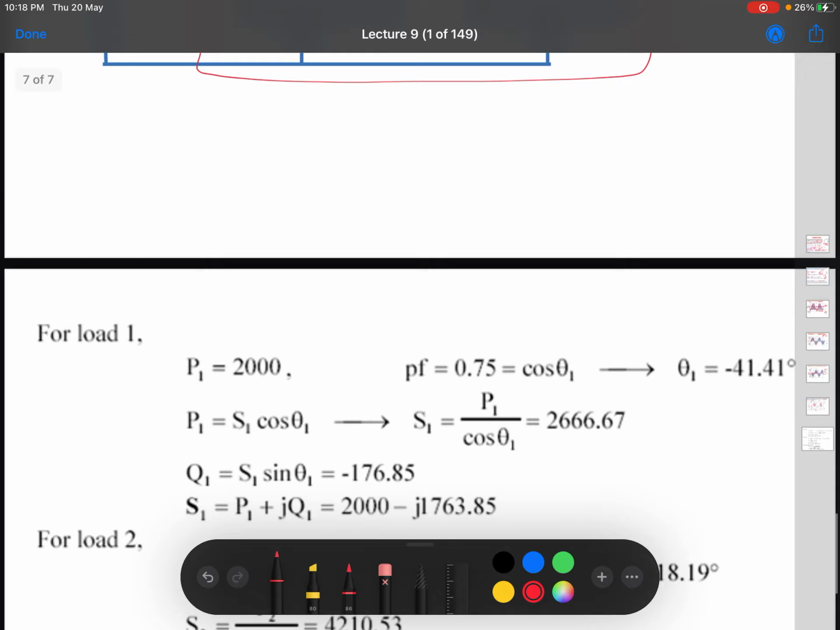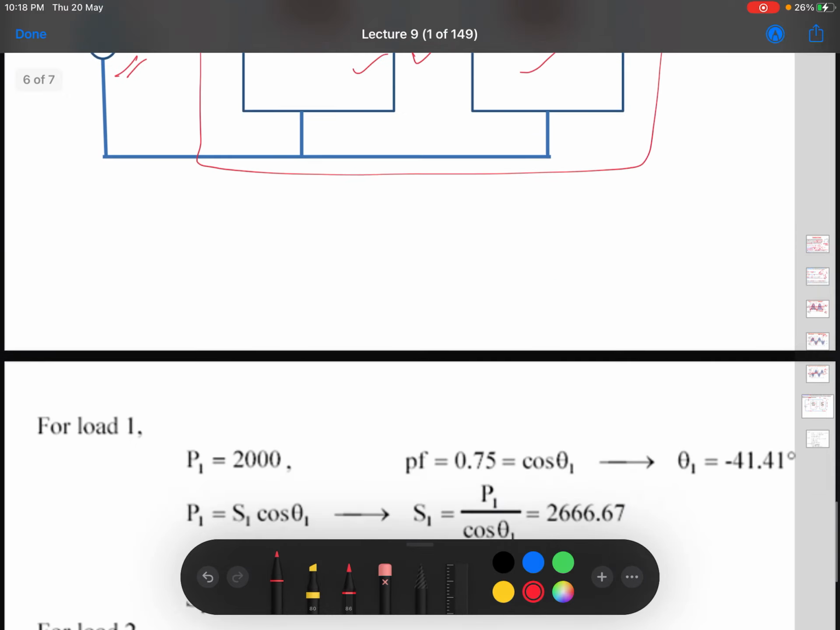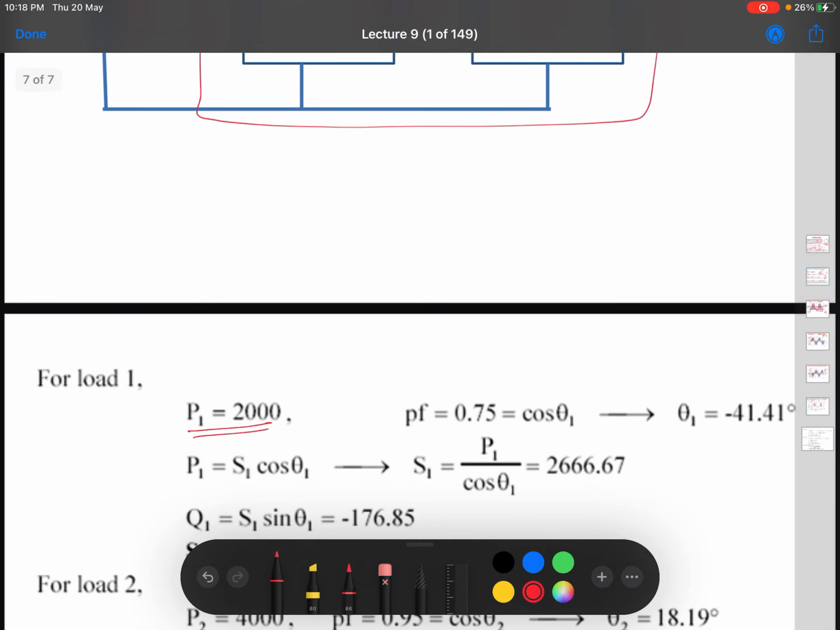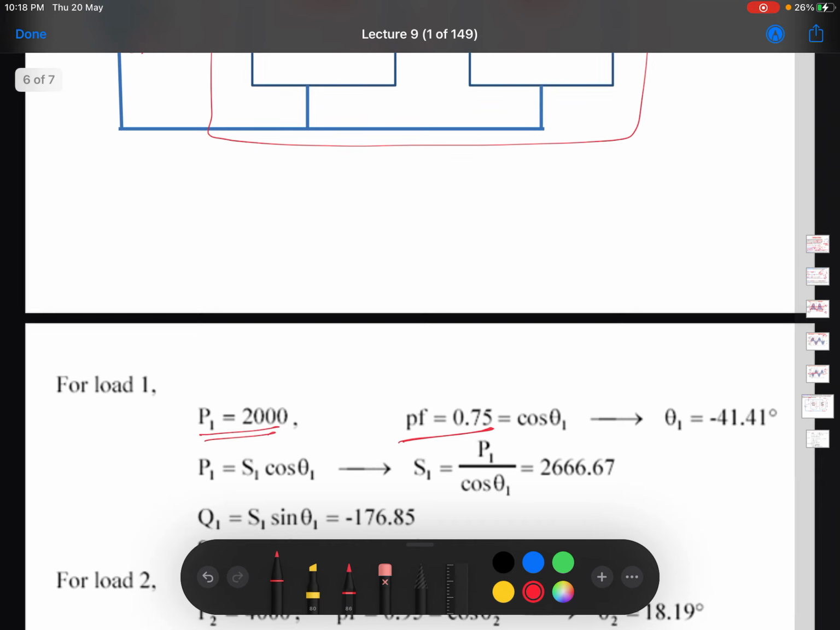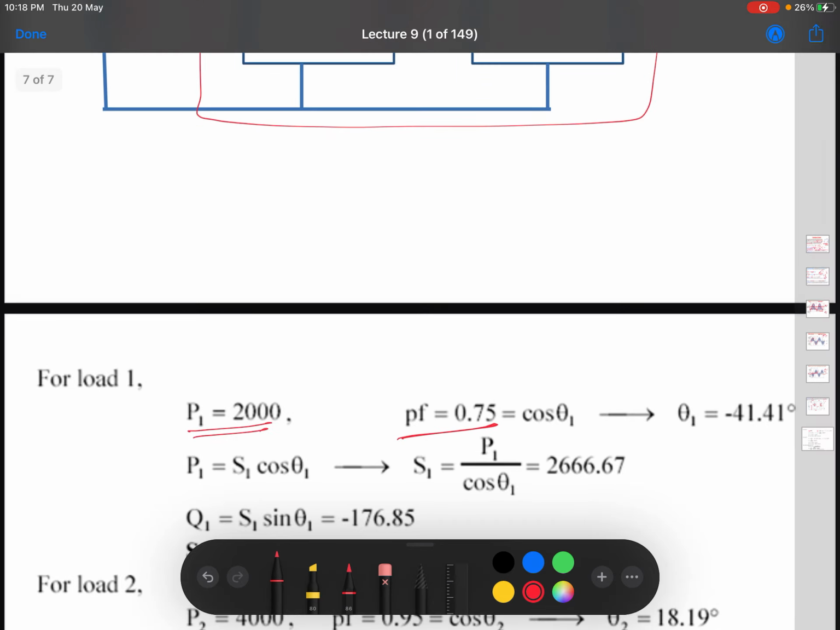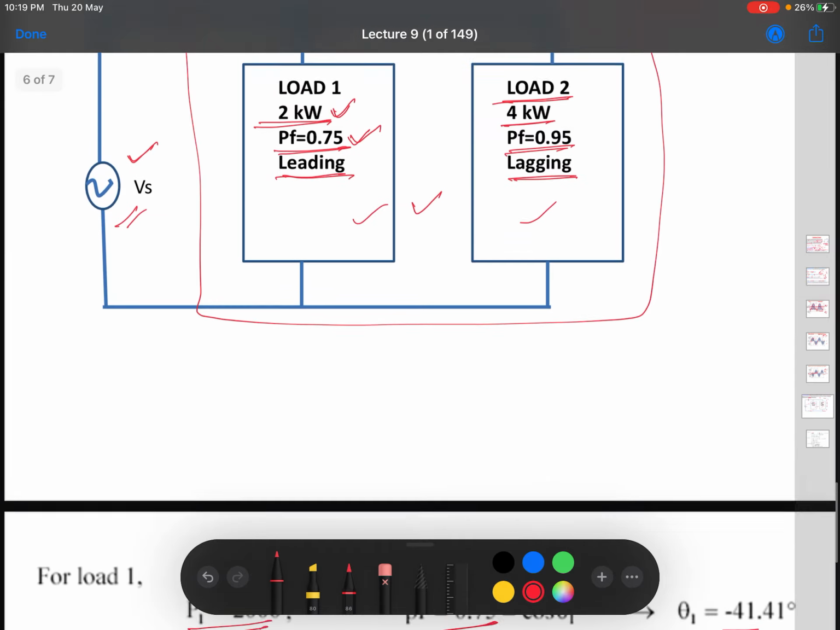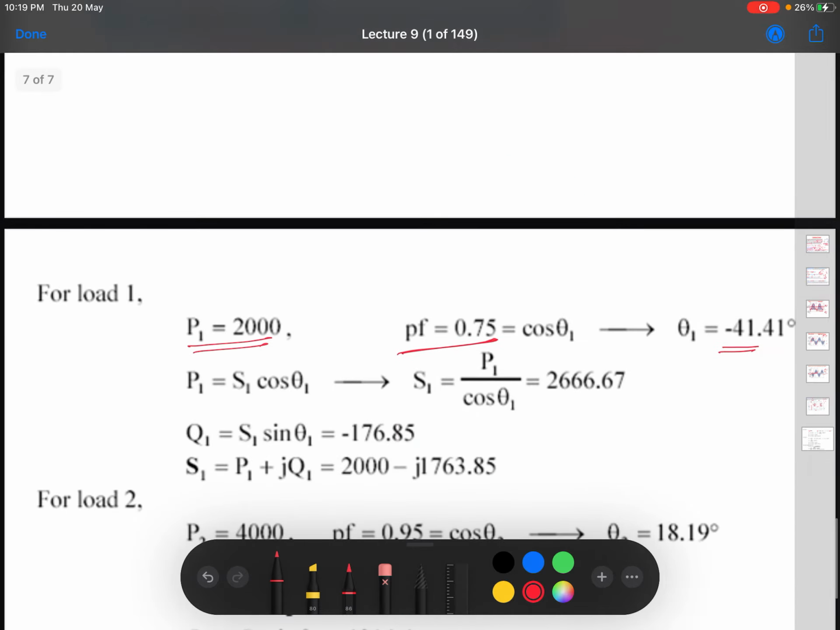So let us see. Let's say P1 is 2 kilowatt and power factor is given 0.75, so you can calculate the value of theta here, cos inverse 0.75, and that comes out to be minus 41 degrees, because it has been told that it is a leading power factor. Leading power factor means the current leads the voltage, so minus is put because we know that it is leading.